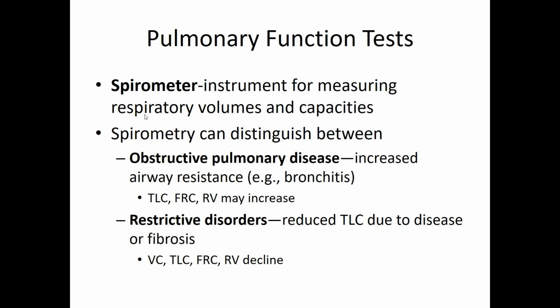Are we dealing with an OPD, an obstruction, or are we dealing with a restriction? Is there a blockage, or are we losing our compliance? The difference there is which things go in what direction. If we see increases in things like TLC, functional reserve capacity, residual volume, these are typically going to be obstructive in nature. If we see those same things decline, or vital capacity decline from where it should be, these are typically going to be restrictive disorders.